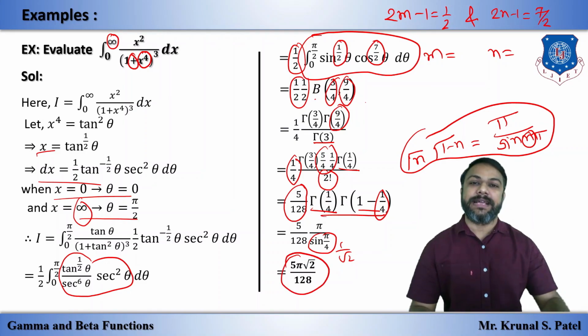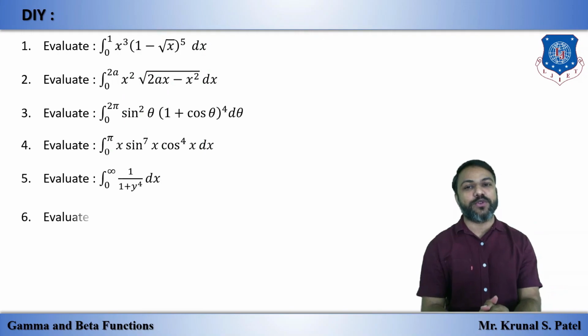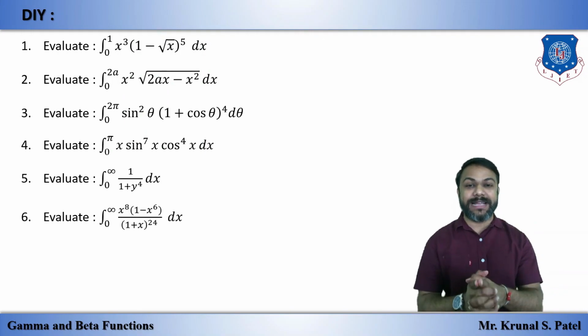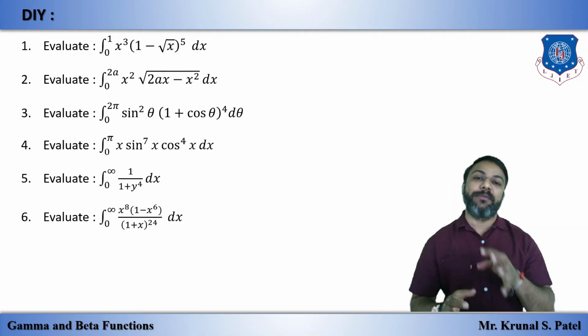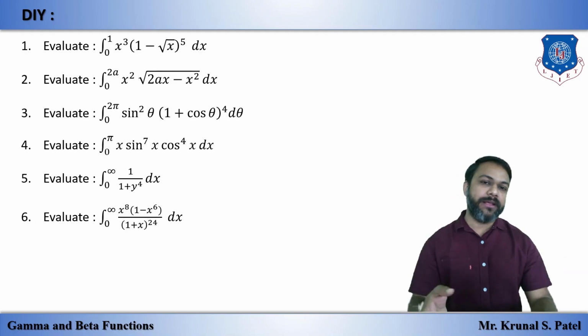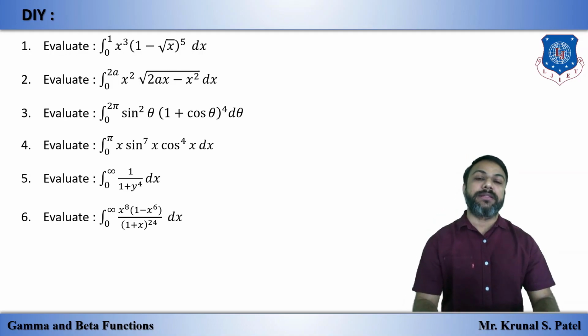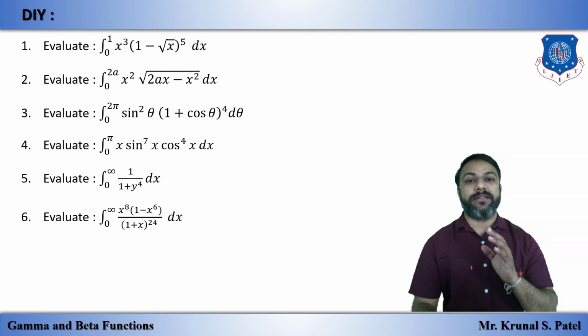This is the example. Similarly, we have these DIYs that you have to solve. As I told, if minus is there, you have to suppose sine square. If plus is there, you have to suppose tan square, and in trigonometry you can use this directly. Okay, so these are the examples that you have to practice, and as I told, more practice makes you perfect.